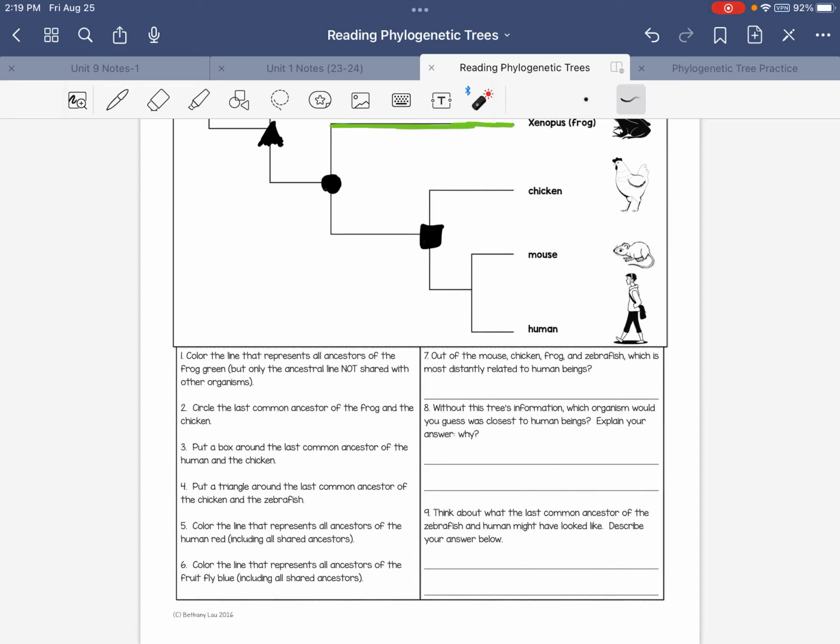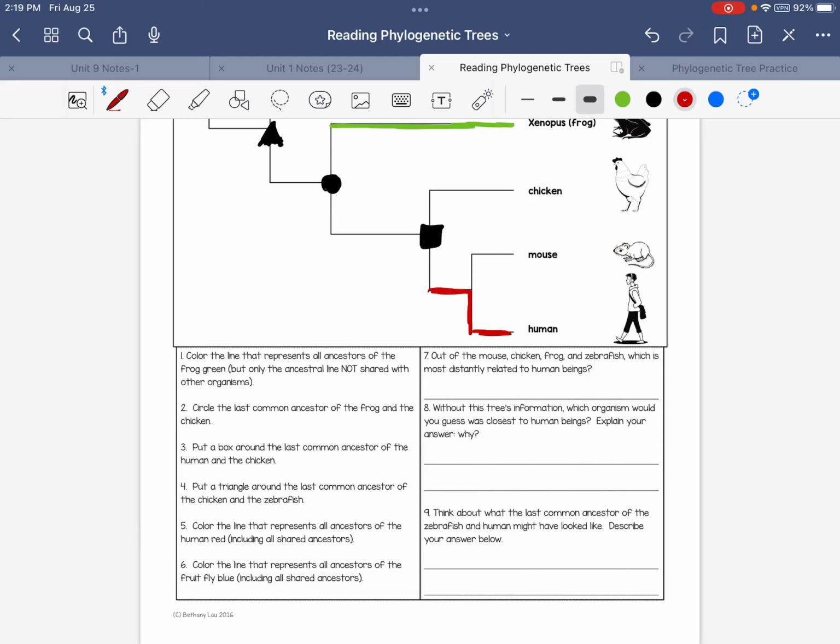Number 5 here says, color the line that represents all ancestors of the human red, including all shared ancestors. So we're going to go all the way back on this one. I'm going to change my pen to red. And we're looking at the human line. So we're going to start here. We're going to go back.